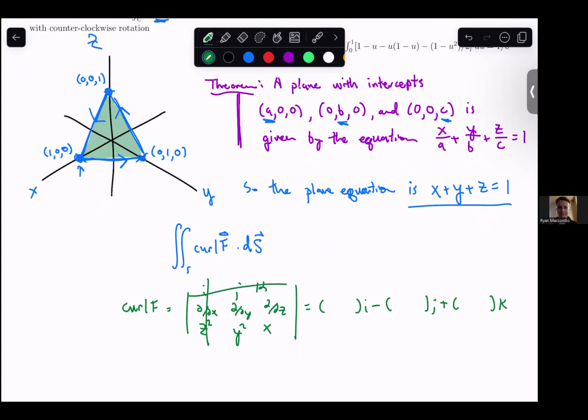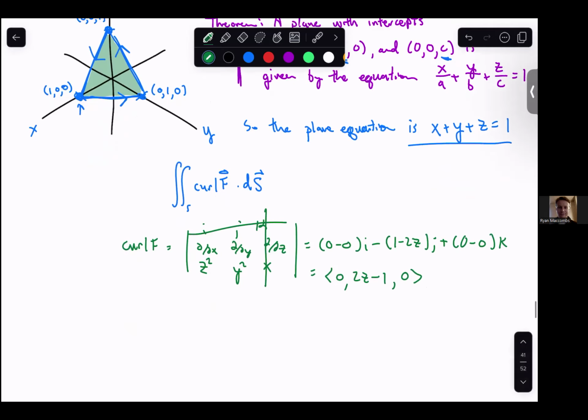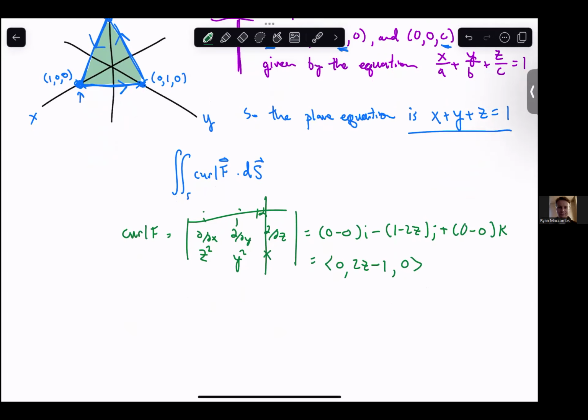Crossing off that first row and first column, we have what? 0 minus 0. Crossing off that first row and second column, we have 1 minus 2z. And then finally, crossing off that first row and the third column, we have what? 0 minus 0. So this ends up being the vector (0, 2z - 1, 0). So that right there is our curl. So if I go ahead and calculate and start to plug in, we'd have our curl.